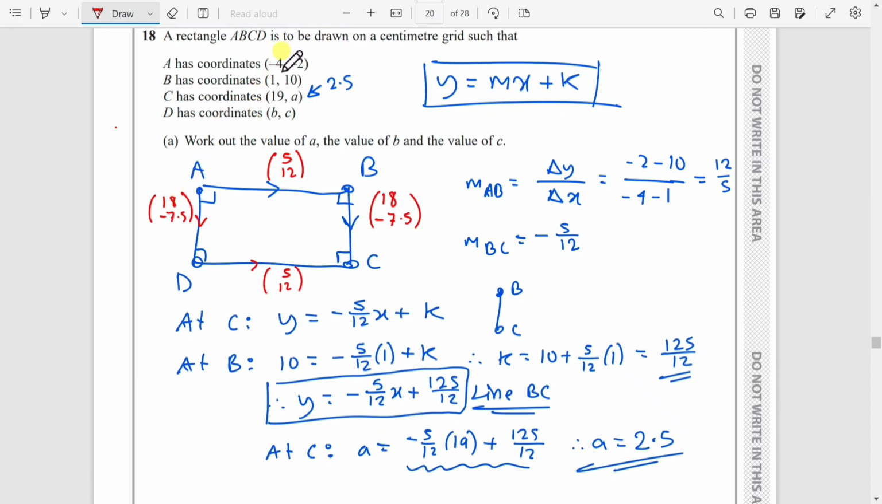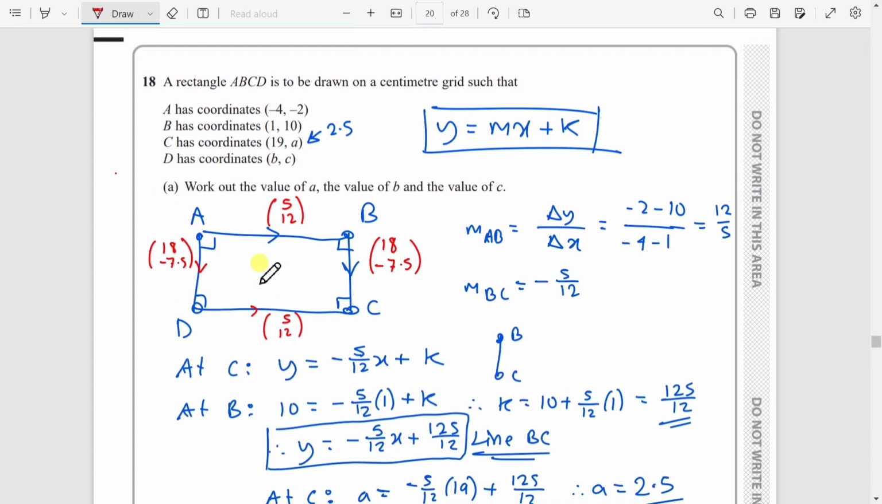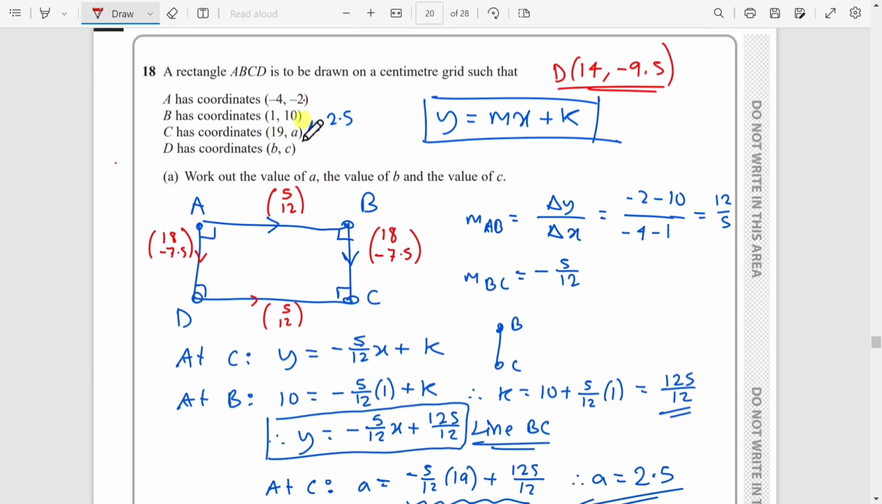You're starting at -4, but you're going 18 up. So -4 plus 18 will give us 14. So the first coordinate of D is 14. Likewise, you start at -2, and now you're traveling -7.5, even more down. So you're going from -2, -7.5, so that's -9.5. And that's it, guys. This literally covers the start of the question. This is a fast way to do it. So all your values are found. A, which is 2.5, B, which is 14, and C, which is minus 9.5.